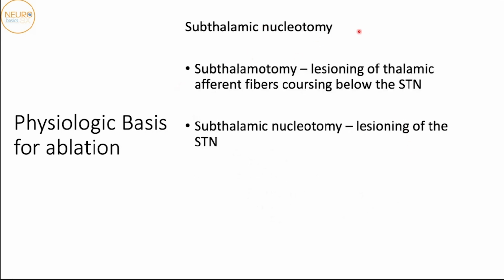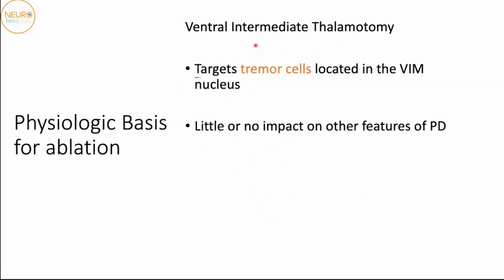With a subthalamic nucleotomy, on the other hand, there's a difference between what is a subthalamotomy and what is a subthalamic nucleotomy. So subthalamotomy is basically a lesioning of the thalamic afferent fibers, the fibers coursing below the thalamus, and it is not the ablation of the subthalamic nucleus. So it is a subthalamic nucleotomy, which is a lesioning of the STN instead. The Vim thalamotomy, on the other hand, targets the tremor cells located in the ventral intermediate nucleus of the thalamus. And as we have discussed multiple times, it has little or no impact on other features of PD.